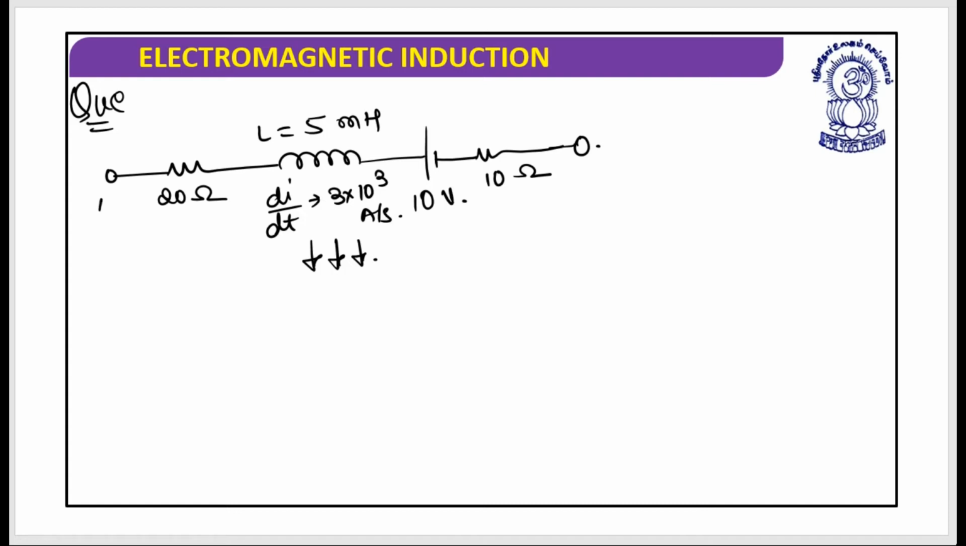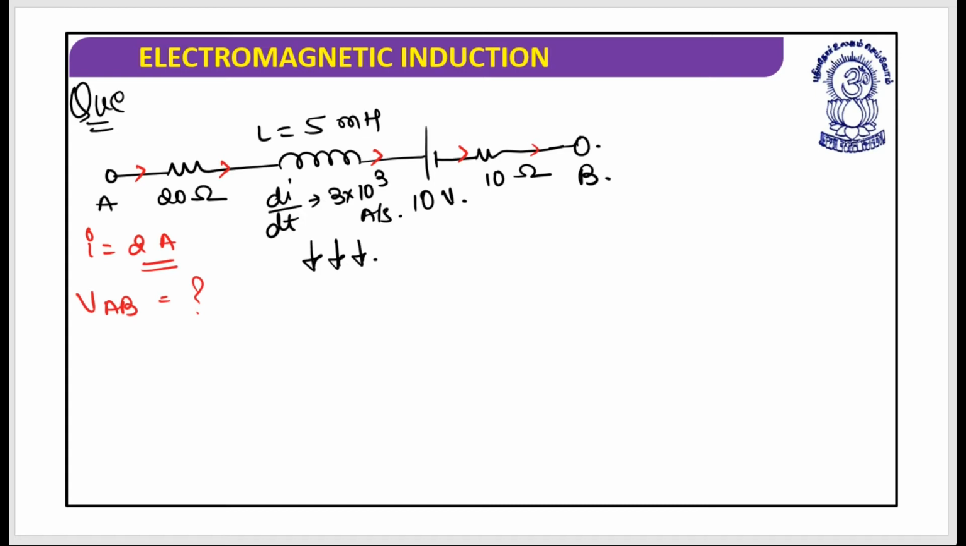Let's say this is point A, this is point B, and current is flowing in this direction with a value of I equal to 2 ampere. What do I need to find out? I need to find out VAB. How will I do this? This is the situation. I have been asked VAB, what will I do?